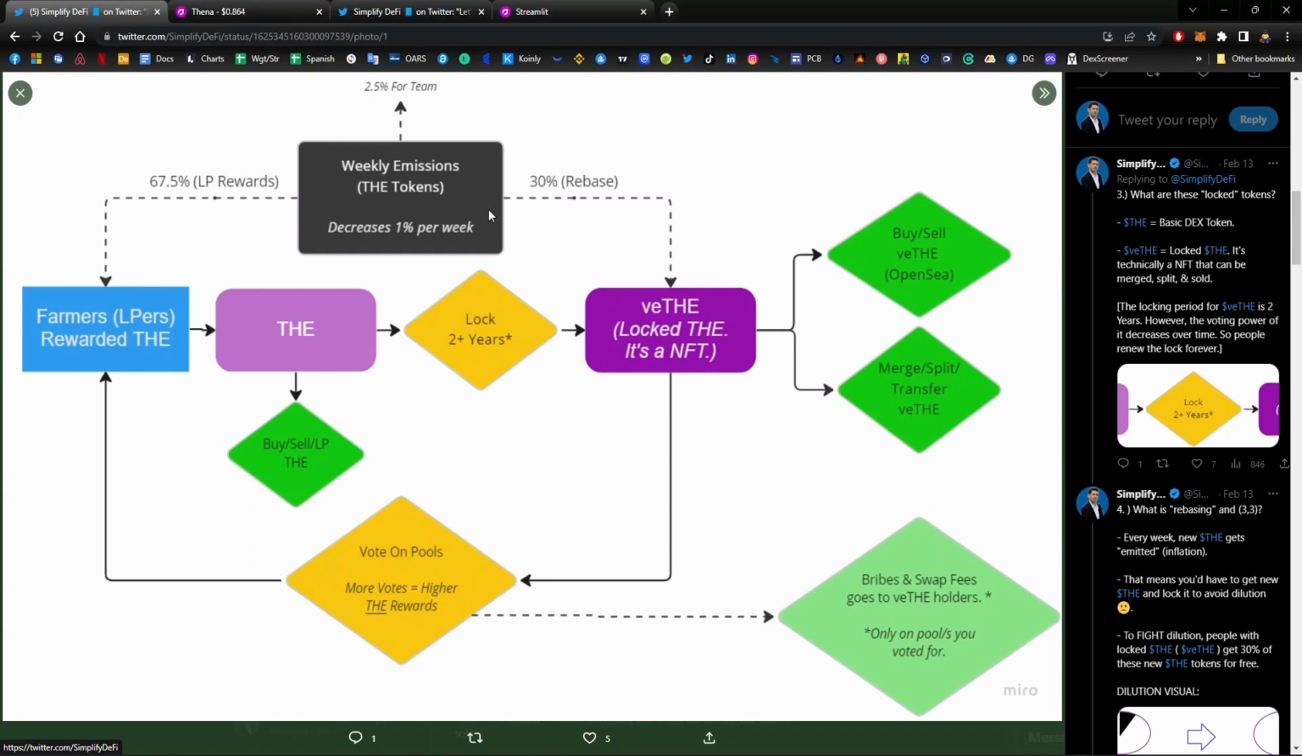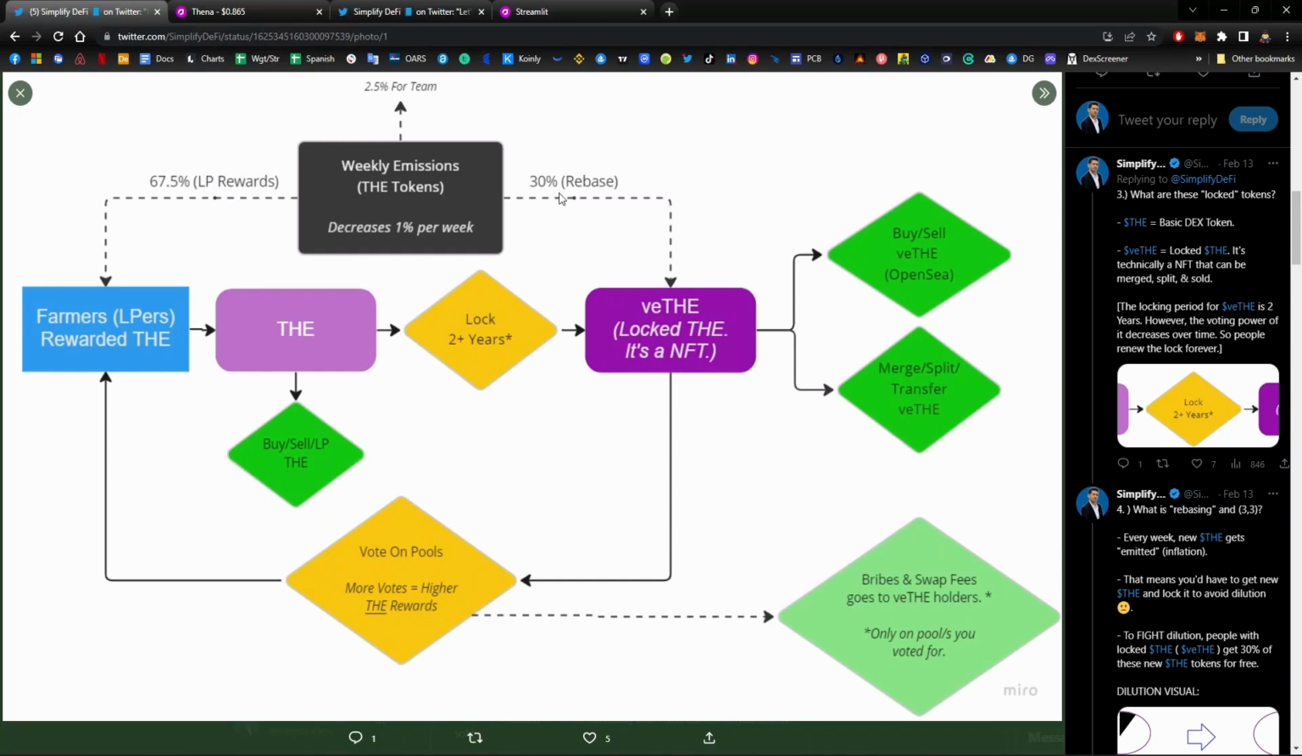So the next important aspect is to take a look at the weekly emissions. Now, the emissions, they're quite high, especially at the beginning. And the emissions is actually the THE token, right? It's the basic DEX token. And 67.5% of that is going to the farmers. So when they're providing liquidity in the pools, hey, they're getting the rewards. 2.5% goes to the team, and 30% goes as rebase rewards to the people that locked up their THE tokens.